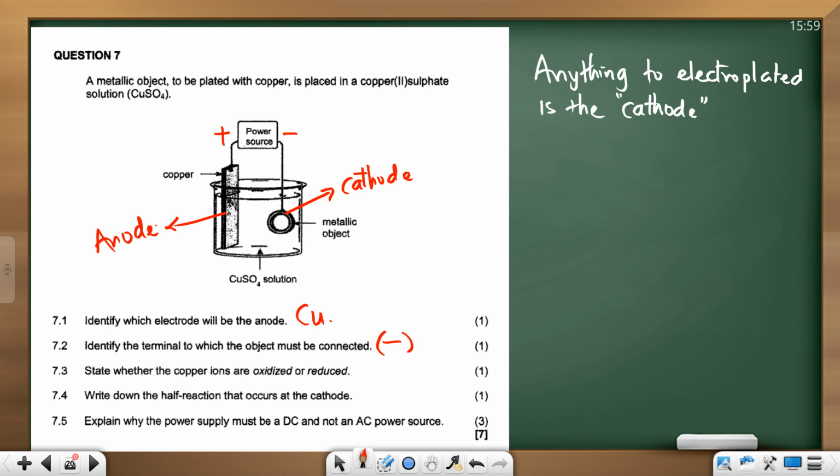State whether the copper ions are oxidized or reduced. Guys, what's your answer here? Let me check something with you. Are copper ions oxidized or reduced? Copper ions are not oxidized. Ions are reduced. Do you remember the lesson we had when we're talking about ghosts?